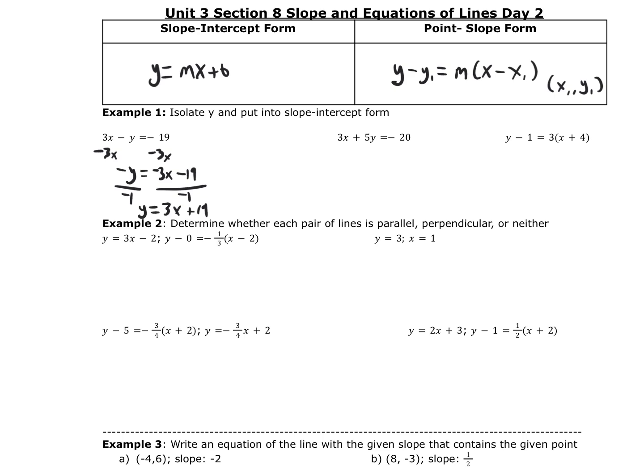This next one, 3x plus 5y equals negative 20. Subtract 3x from both sides. Gives us 5y equals negative 3x minus 20. Divide both sides by 5. And that leaves us with y equals negative 3/5 x. And then negative 20 divided by 5 is negative 4.